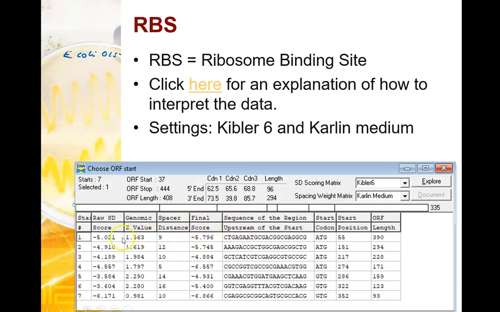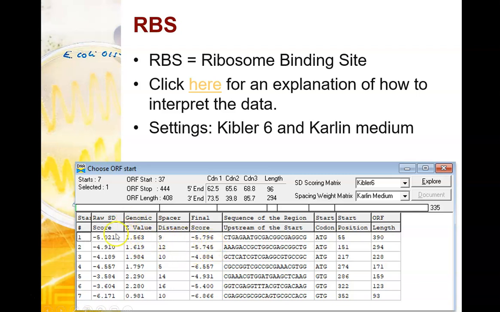So for this particular Shine-Dalgarno sequence for gene number 1, the spacer distance is 9. And you can see there's a variety of spacer distances. The final score integrates both the Shine-Dalgarno sequence raw score and the spacer distance. We have a final score, and the genomic Z value, that's the standard deviation.